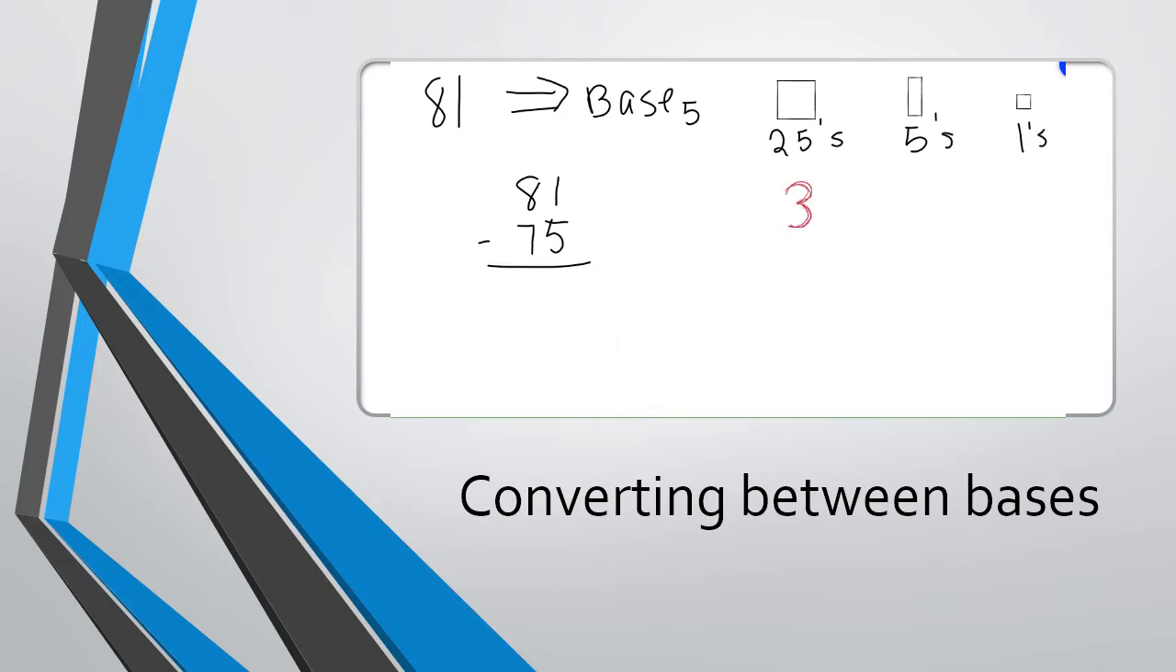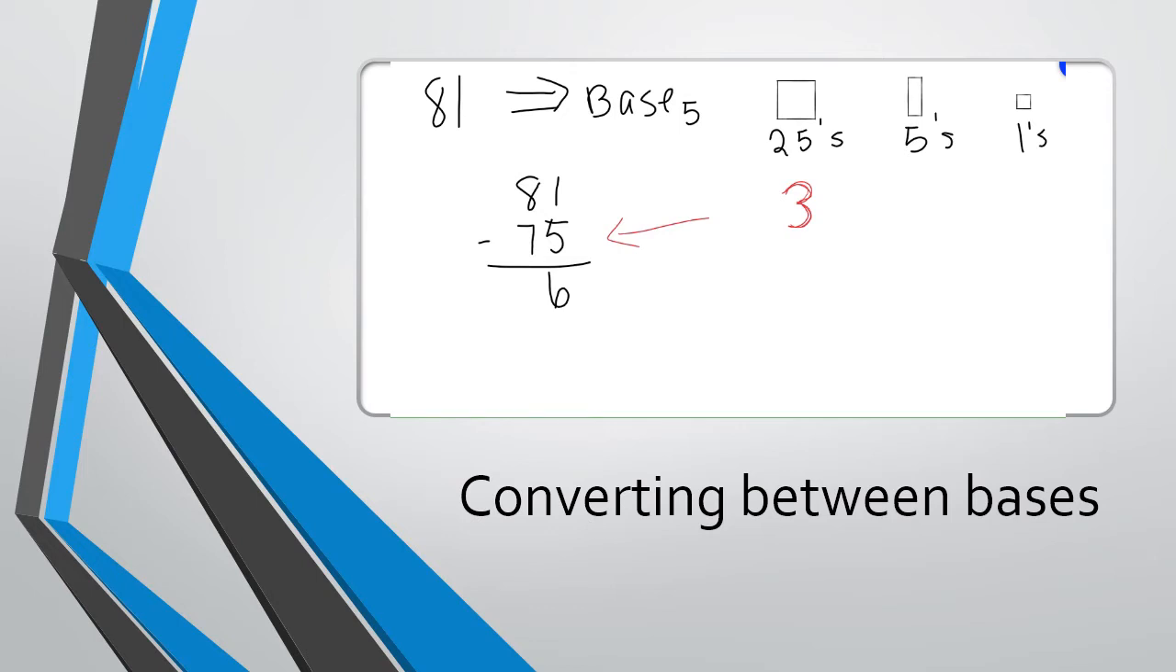Let me get that a little darker. 3 times 25 is 75. So let's use up 75 of those. So I'm going to have 6 left now. Okay, so I've handed out 3 of these mats that are worth 25 apiece. Think of a quarter. Now I have 6.